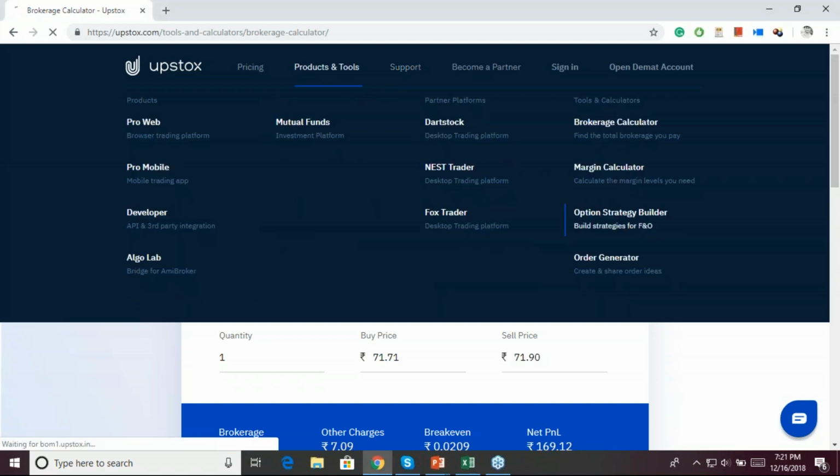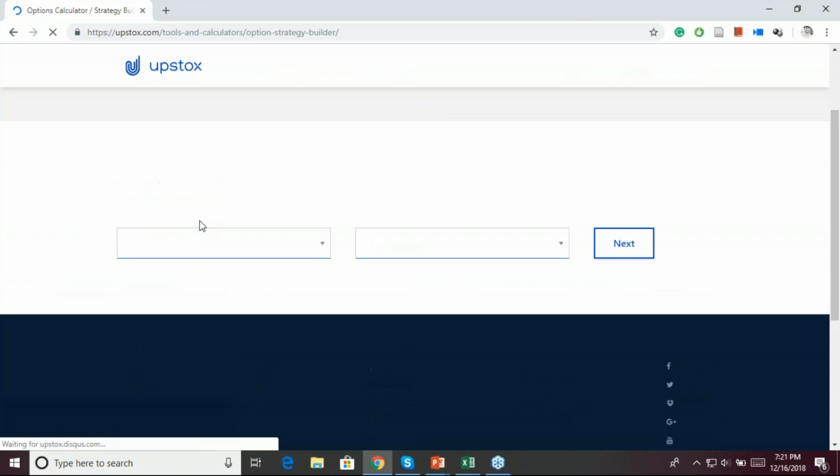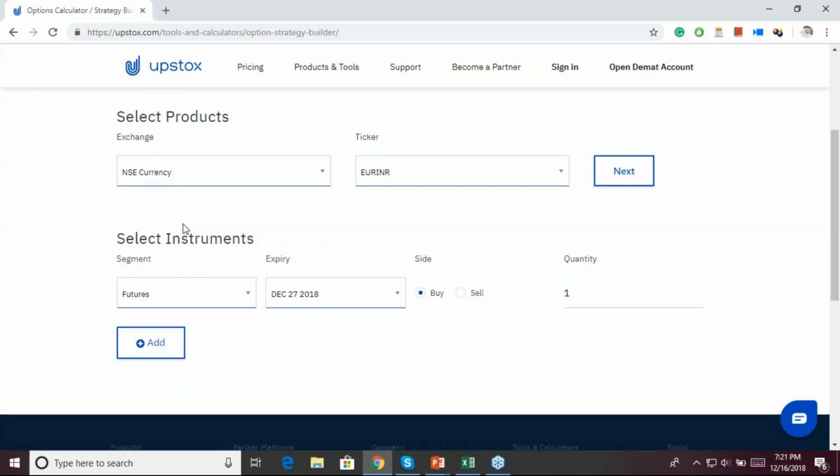Here you can see the option strategy profit builder. You can make a strategy with the help of this tool. There are a lot of ways you can make strategies over it. You make your strategies and trade accordingly. Here I'm making a EURINR. I just click on next.